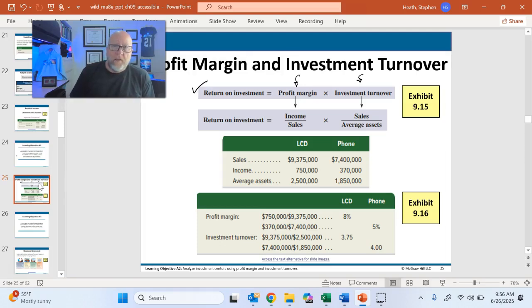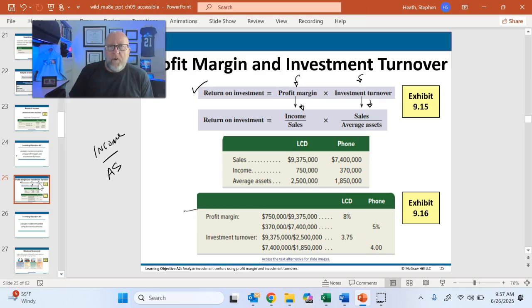Remember, we were saying that return on investment was income divided by average assets. Anyway, we can turn it into profit margin, which is income divided by sales, times our investment turnover ratio, which is sales divided by average assets. So here's our data for LCD, and then here's our data for phone.